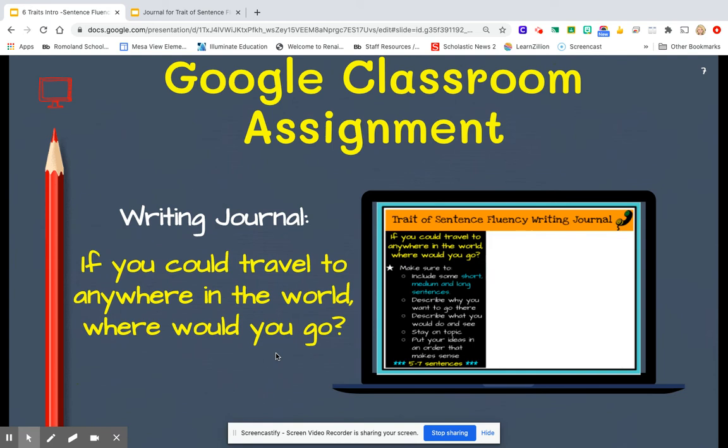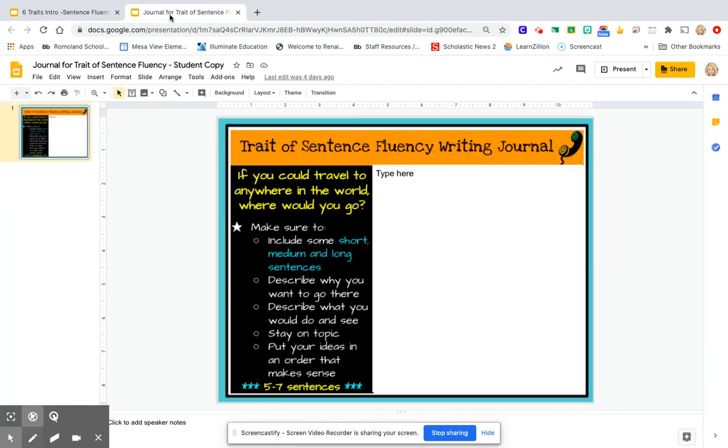So today, when you go back to your Google Classroom to look at your assignment, you're going to be writing another journal. And in your journal, you are going to answer this. If you could travel anywhere in the world, where would you go? And as you're answering that, you want to make sure that you include different lengths and different types of sentences. So you want to maybe have some short sentences and then go into a long sentence and then a medium and then a long and then a short and really change that up.